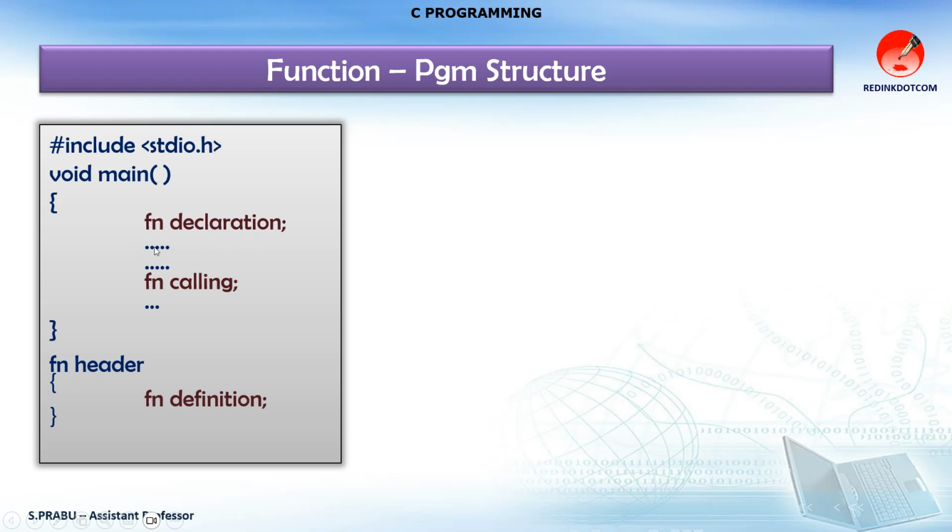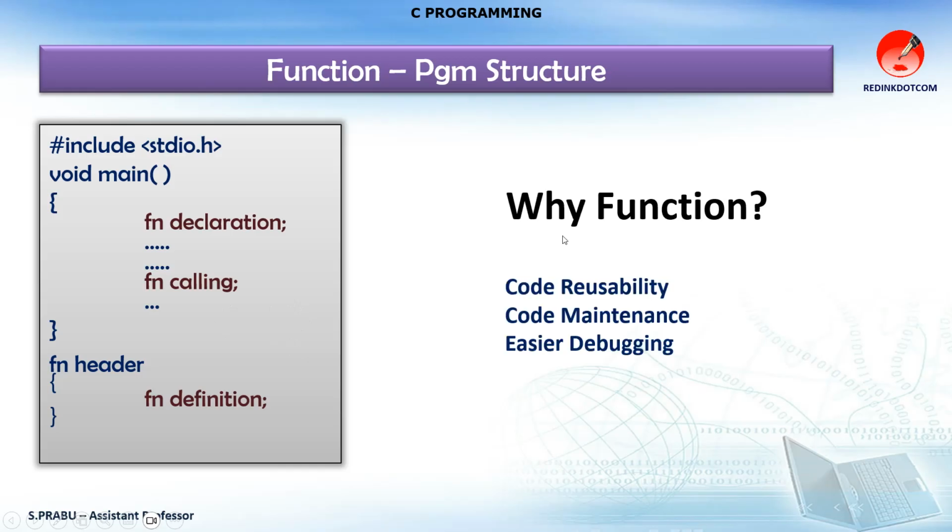It has three important parts. One is function declaration, second one is function calling, third one is function definition. Before discussing these topics, let us realize the need for the function. The function is mostly used for code reusability. We can create our own function only once. We can call it any number of times in the main function. That is called reusable.